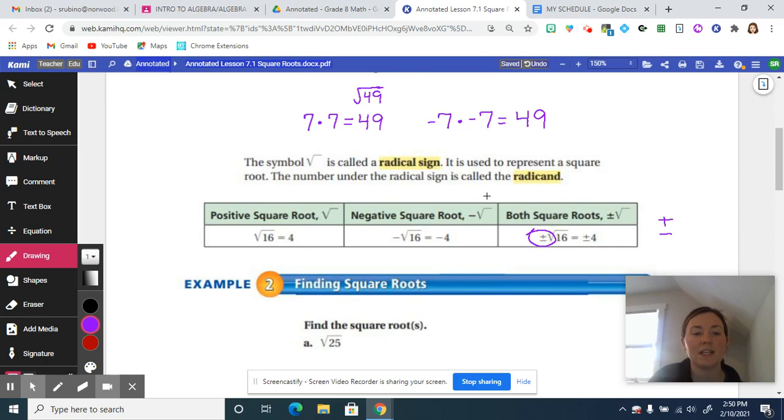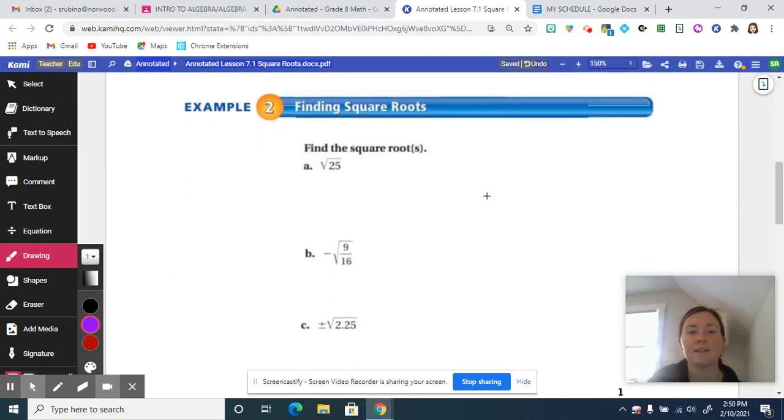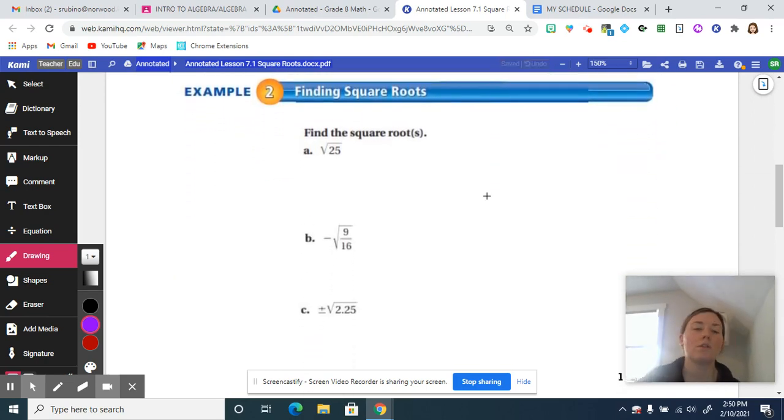Now let's go into example 2, where we are going to find some square roots. So the first problem gives us the square root of 25. Now it's important to pay attention to whether there is a plus or minus sign in front of our radical sign. I don't see one here. We know when there is nothing in front of the radical sign, it is looking for the positive answer. So this would be 5. We know that 5 times 5 equals 25. 5 is the number that you can multiply by itself to get 25.